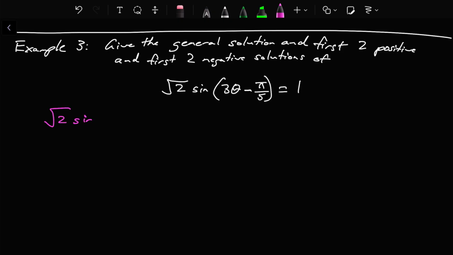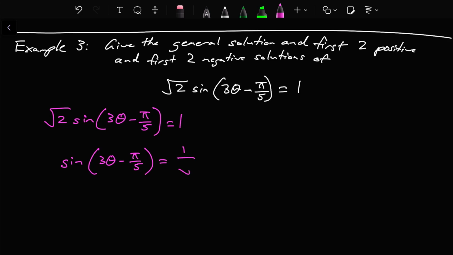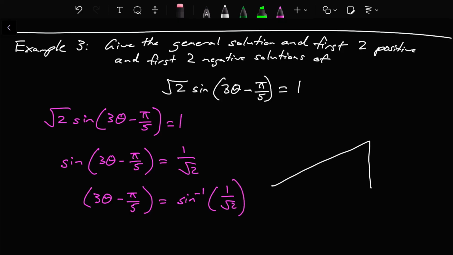Root 2 sine of 3 theta minus pi on 5 equals 1. We're just going to isolate. So sine of 3 theta minus pi on 5 equals 1 over root 2. Okay? And now we take the sine inverse. 3 theta minus pi over 5 equals sine inverse 1 over root 2. And then if I want to find that, I just draw an exact value triangle. And I recognize, actually, it's not this one. Because it's 1 over root 2, it's going to be this one.